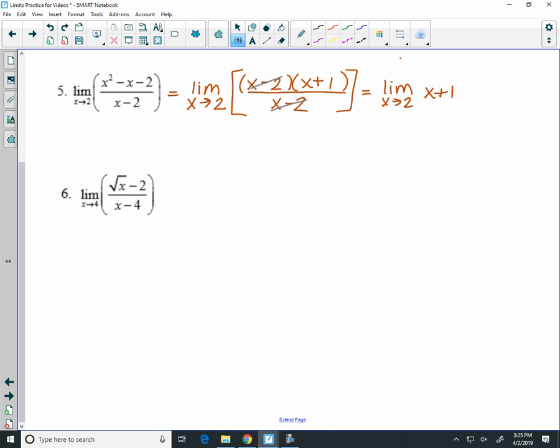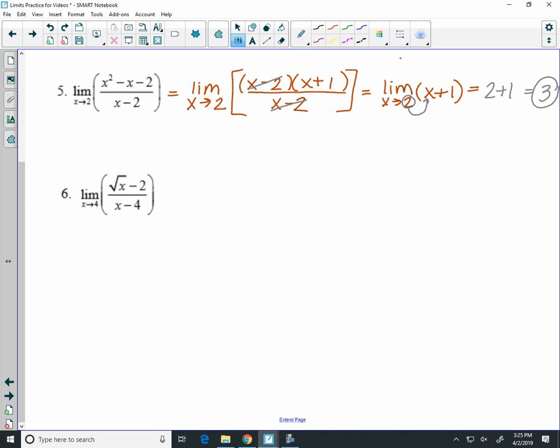So what we know is that there was actually a hole there at 2. And so the limit, once we cancel that hole away, we can plug in that 2 for the x. I didn't mean for both those limits to be 3 back to back, but that works awfully nice.